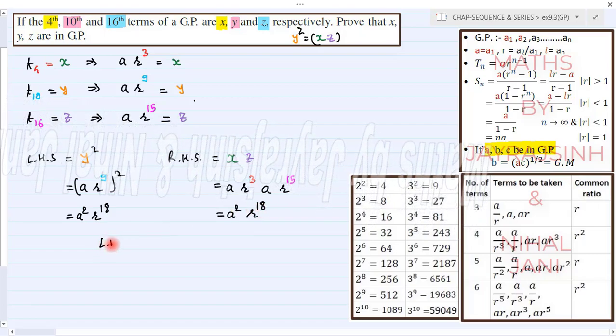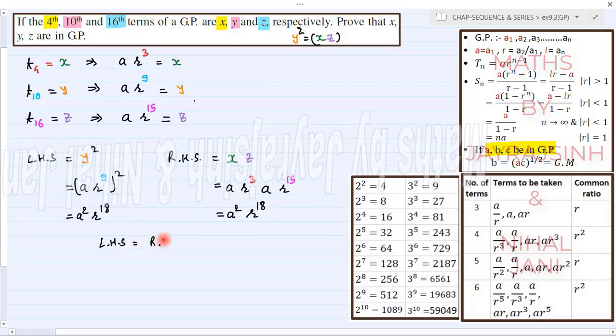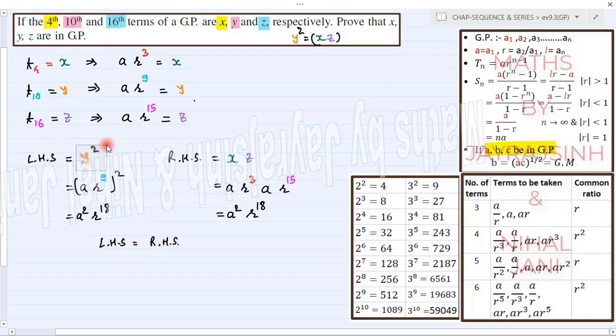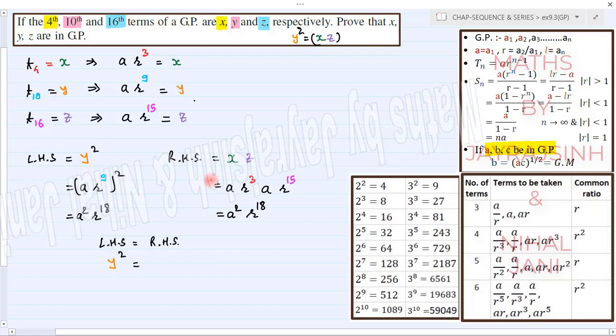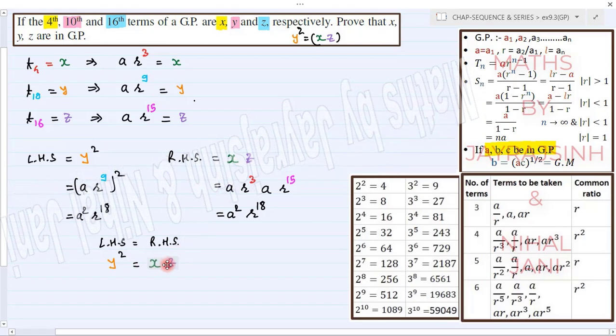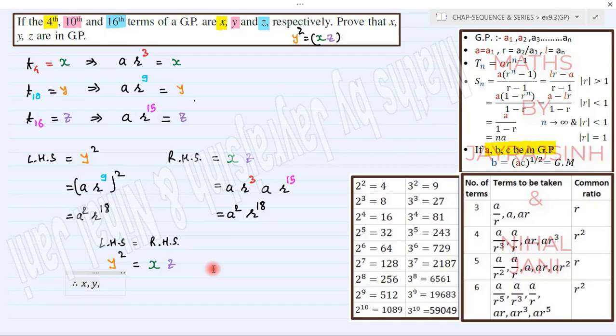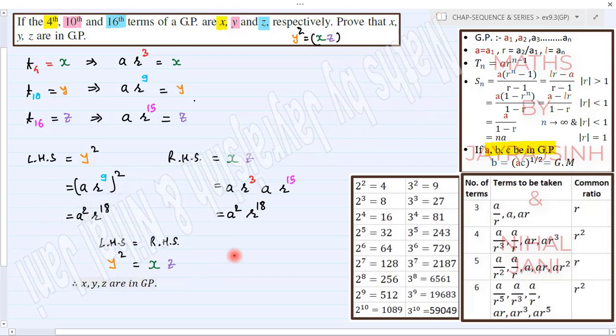So as you can see, your left hand side is equal to the right hand side, or we can say your Y square is equal to your XZ. Therefore, we can say X, Y, Z are in GP. Hence proved.